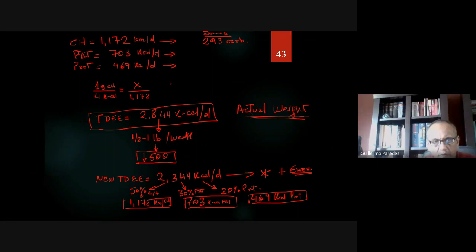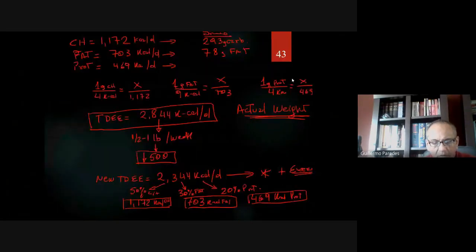If I have 1 gram of fat that contains 9 kilocalories, how many grams of fat do I need in 703? I'm going to divide 703 by 9, and that means 78 grams of fat. And for proteins, if 1 gram of protein contains 4 kilocalories, how many grams of protein will I have in 469? 469 divided by 4 is equal to 117 grams of proteins. So that is my diet.